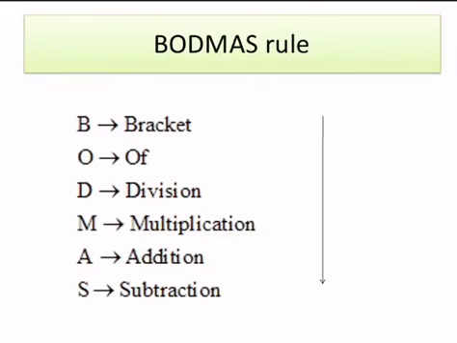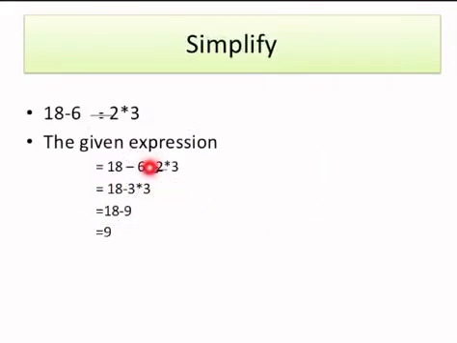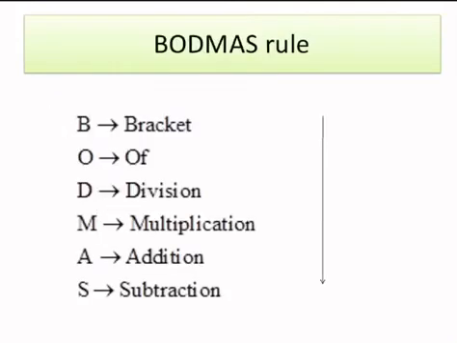We will see how. Suppose here we are having one expression, that is 18 minus 6 divided by 2 into 3. Sorry, here it's just messed up, but here is the division sign. So make sure, please clear it. Here is the division sign. So the given expression is 18 minus 6 divided by 2 multiplied by 3. So first of all, according to the BODMAS rule, what are we going to do? We are going to do division, then multiplication, then addition, then subtraction.